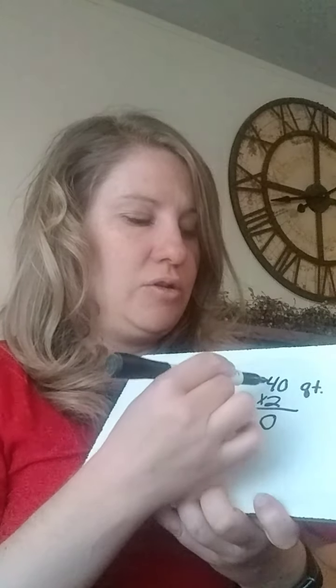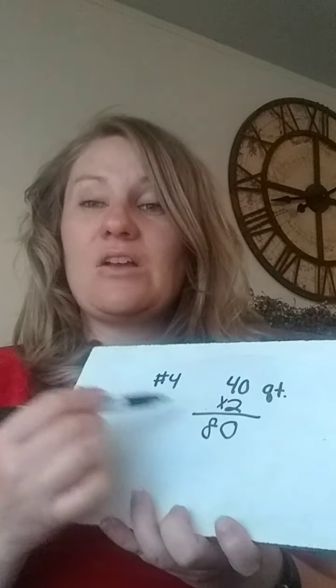So we have times 2 to find out how many quarters we have total. So 2 times 0 is 0. 2 times 4 is 8. So now we have 80 quarters.